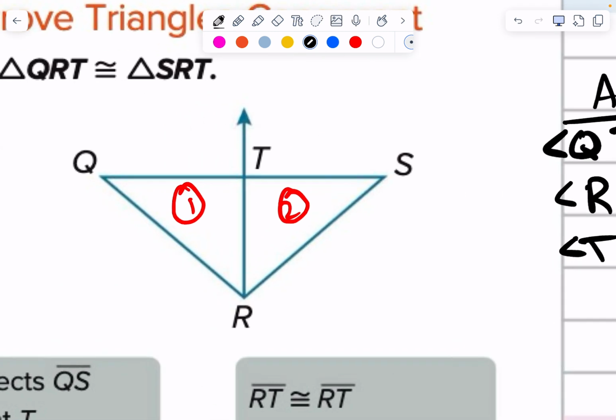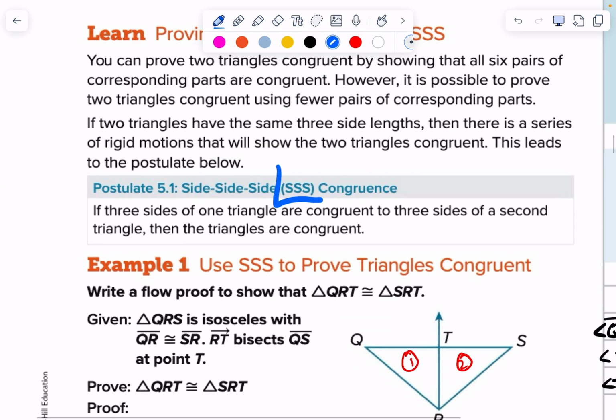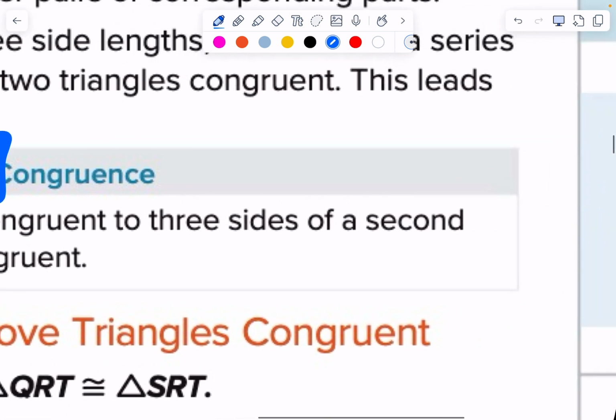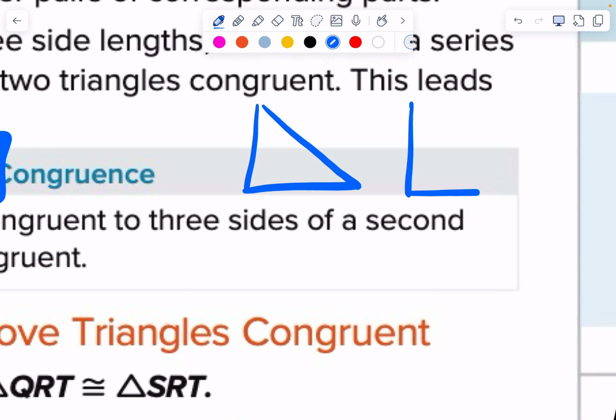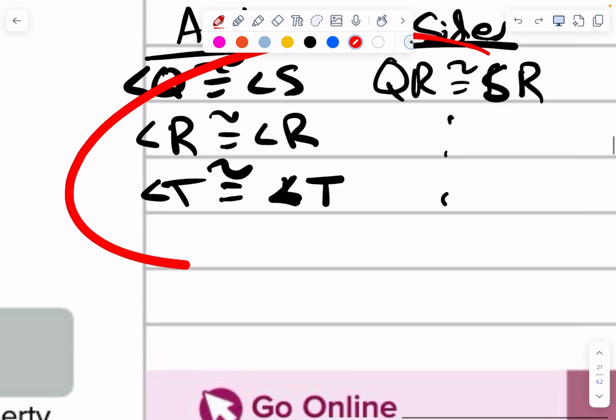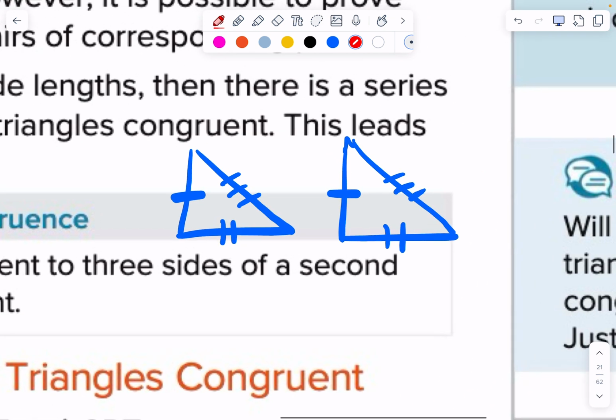Here's how this works. We're going to go down from 6 to 3, and the 3 are these. SSS is the first one. SSS stands for side, side, side. Based on SSS, if I know that this side matches this side, and this side matches this side, and this side matches this side, I don't even have to talk about the angles, because by default, the angles here have to be the same as the angles there. I get to go from proving 6 things to only talking about 3 things. That makes it easier, right?